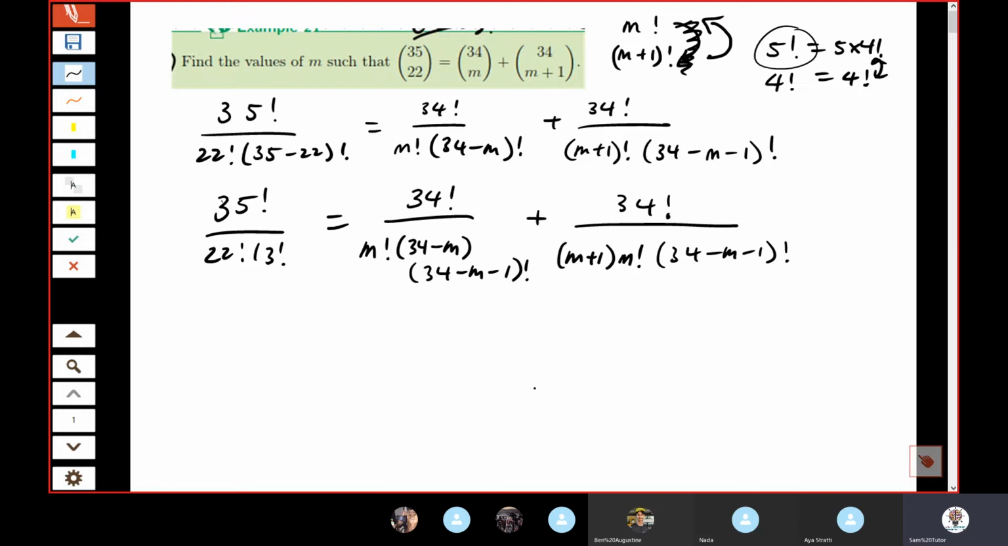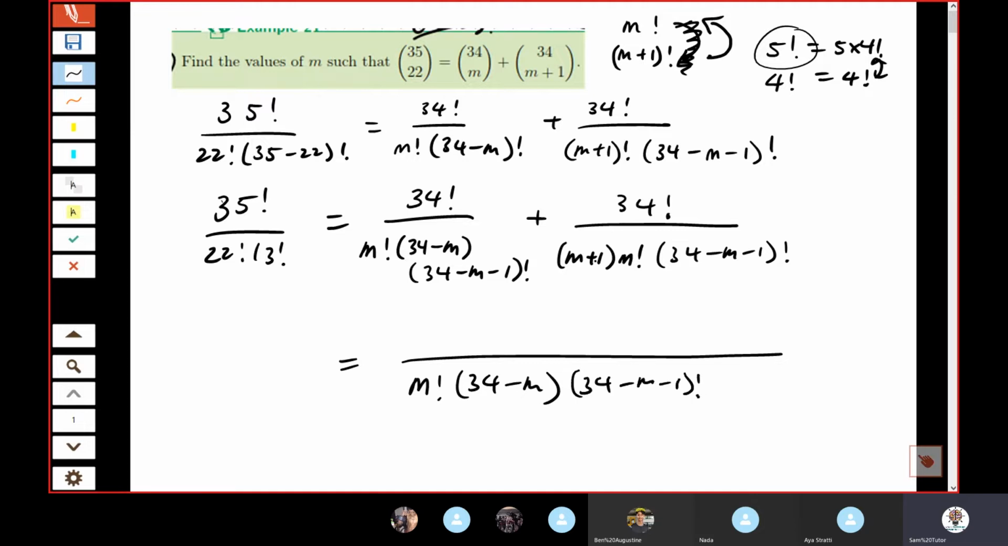That line makes sense? Yeah. Your common denominator must have all denominators. If you've been doing your algebraic fractions like the way I've taught you, you should contain all your denominators. So m factorial, m factorial. 34 minus m, 34 minus m. 34 minus m minus 1 factorial, 34 minus m minus 1 factorial, m plus 1, m plus 1. M factorial, already there. 34 minus m, already there. All right. Any questions about that?